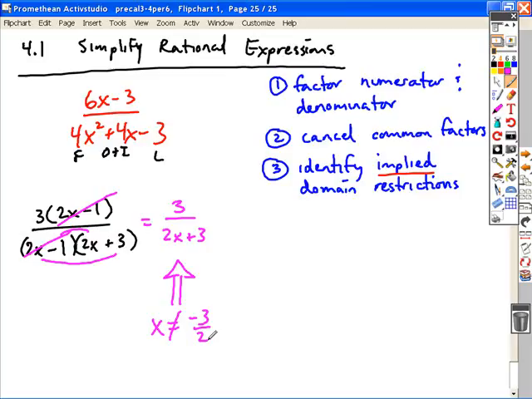So when we write our answer, you don't need to include that restriction. It's apparent from the problem. So you don't include the domain restriction if it's apparent in the problem. You do have to include any domain restriction that gets canceled out through the simplification process.